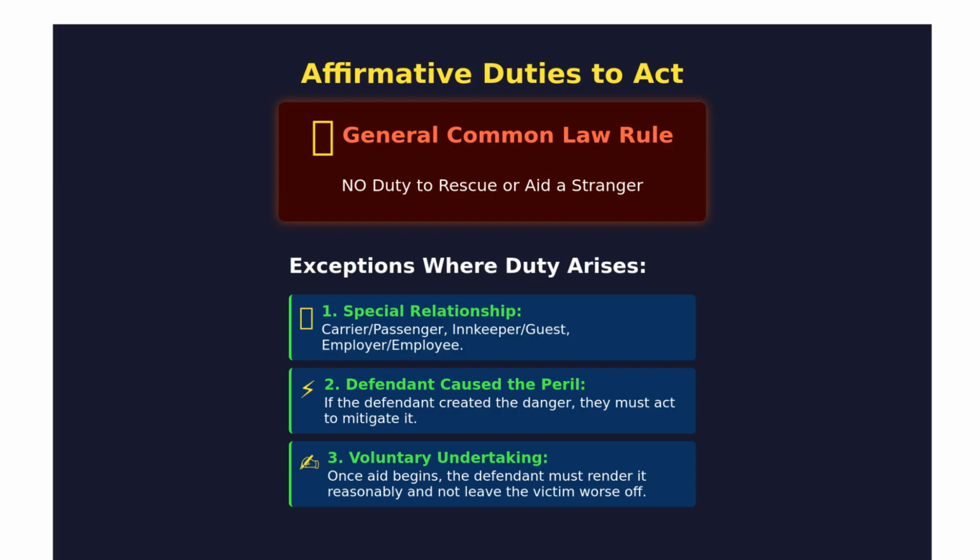Second, a duty is imposed if the defendant's own prior conduct caused the peril or placed the victim in a position of danger. Third, if the defendant voluntarily begins to render aid, they assume a duty to continue that aid reasonably, meaning they cannot leave the victim in a worse position than before they started helping. These exceptions are vital for understanding when inaction itself becomes a breach.